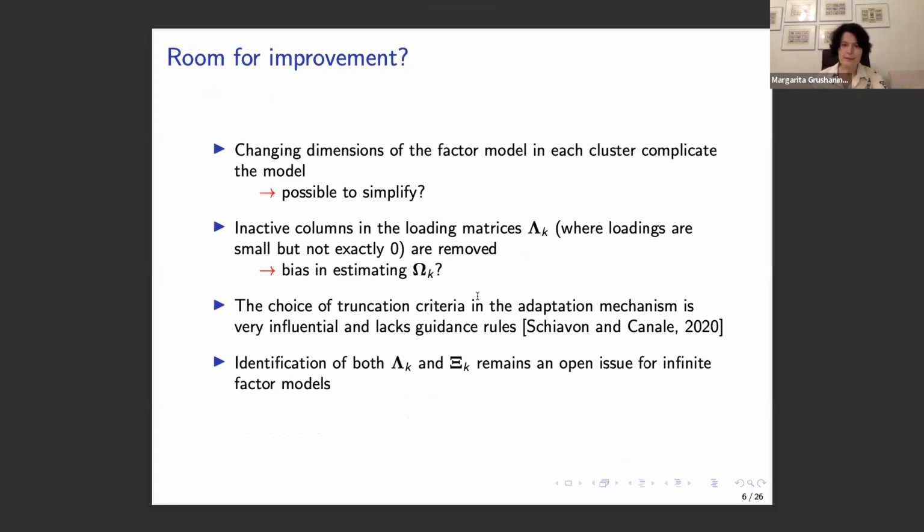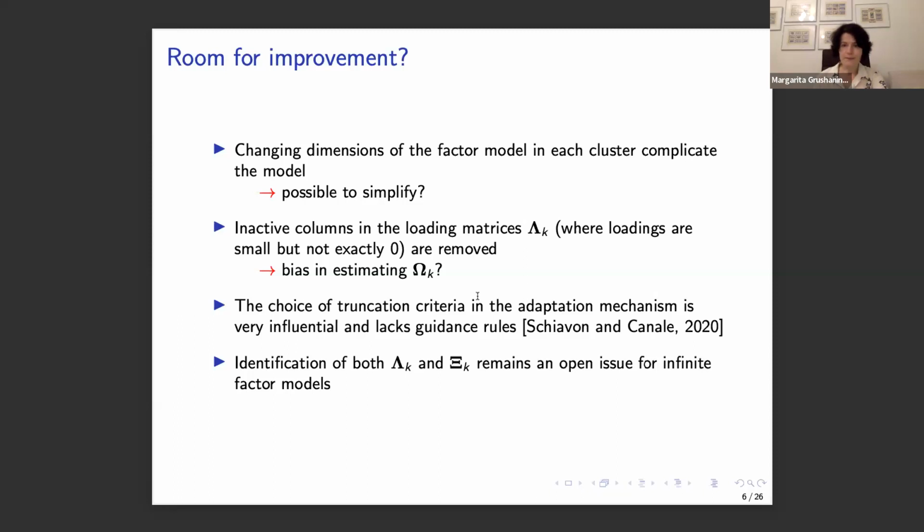However, this model has some drawbacks as well. First of all, these adaptive Gibbs samplers are quite difficult to converge. And also programming them is a bit of an issue because it's quite cumbersome when the model changes dimension at every iteration. So it would be nice if one could simplify that. Also, when we discard the factor and all its loadings at some iteration, then we lose some information, because usually these loadings are not exactly 0.